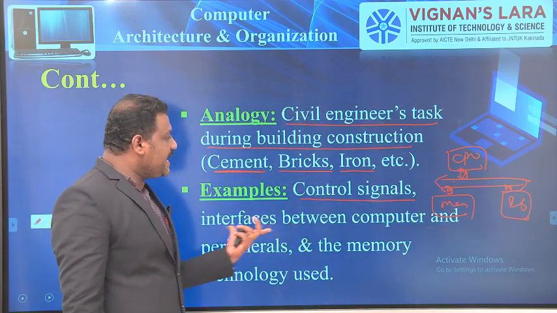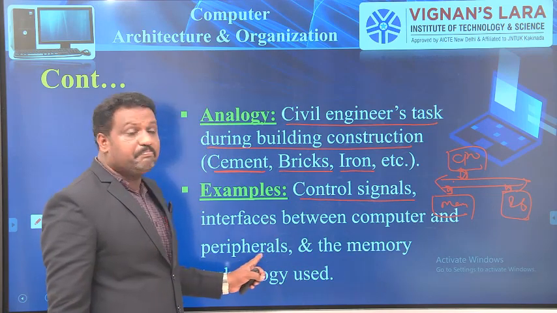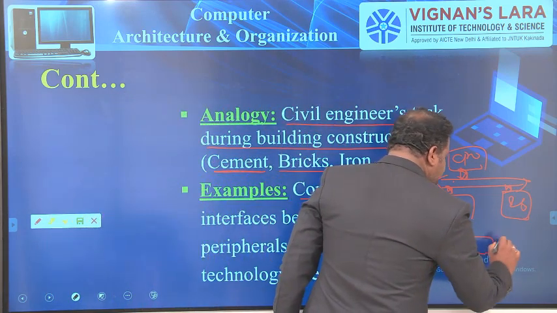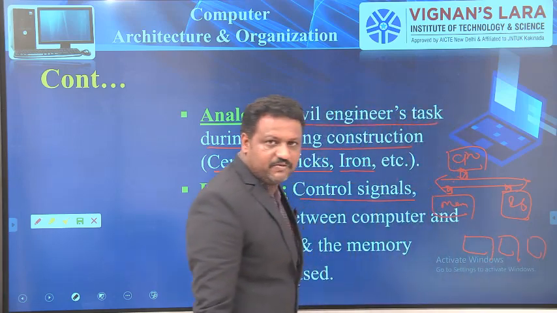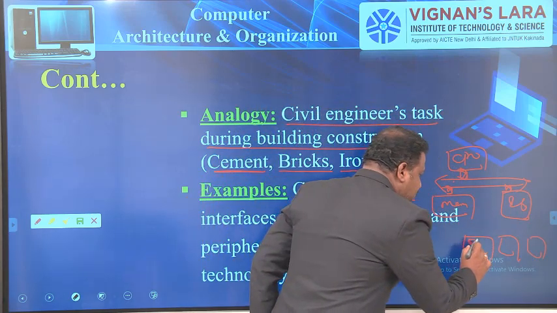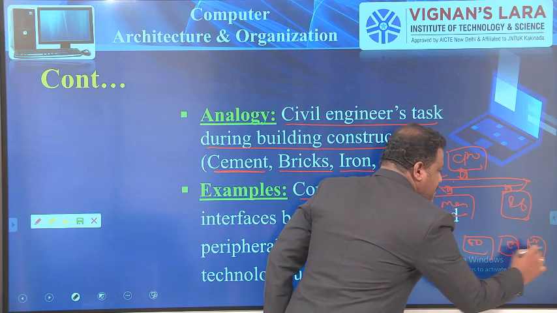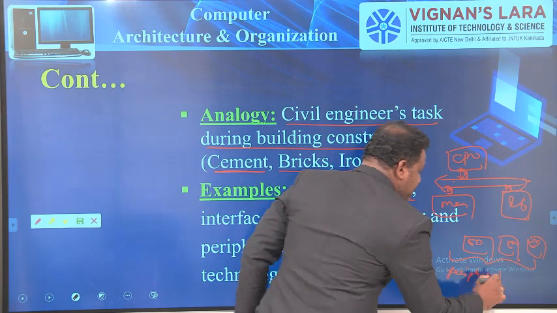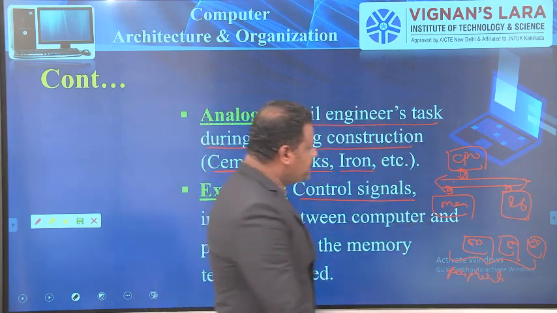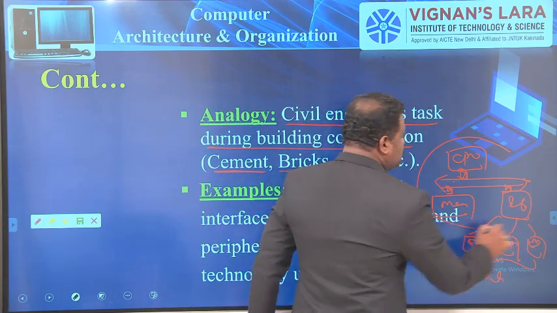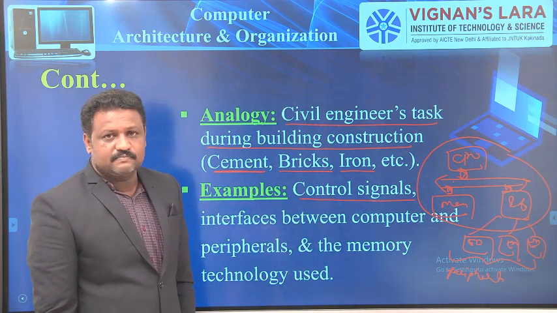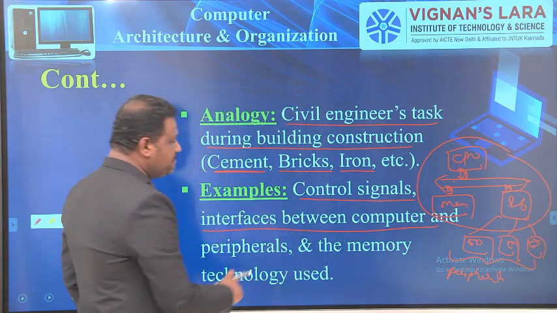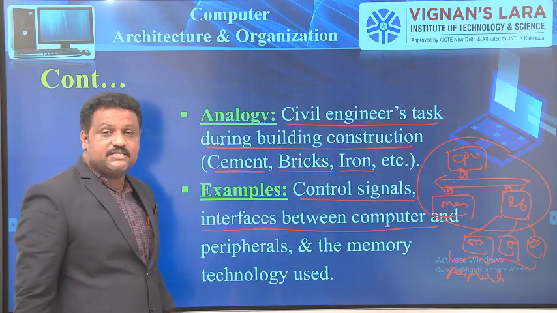And the second one is the interface between a computer and its peripherals. We know that peripherals are nothing but I/O devices. These are some of the I/O devices. We can also call them external devices. How are these peripherals connected to your system? That is the second one: how the computer interfaces with its peripherals.